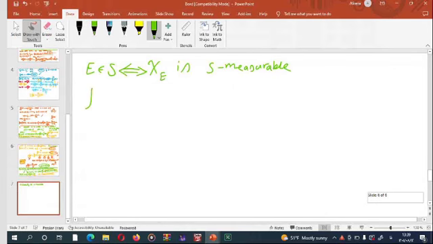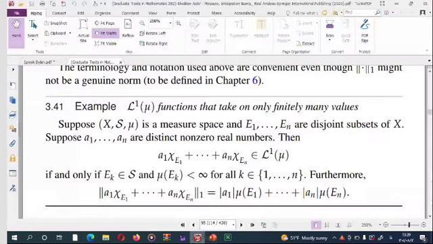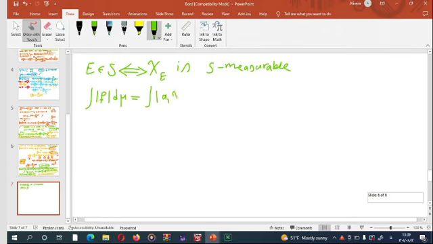the integral of f d mu equals the integral of this summation, for example a1 phi of e1 plus up to an phi of en d mu, and this is equal to this: absolute value of a1 phi of e1 plus up to absolute value of an phi of en d mu.